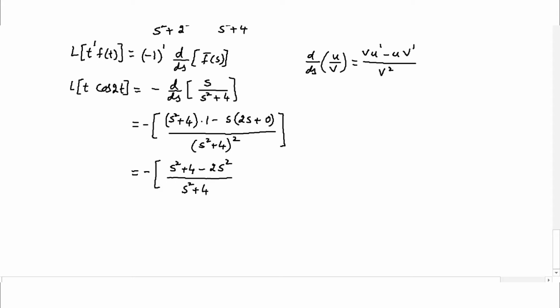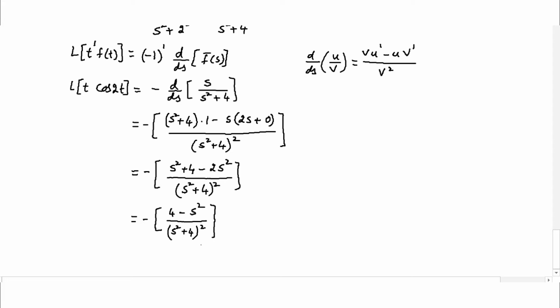s square plus 4 whole square. Or further, if you try to simplify, it is minus of, you can see this 4 as it is, the constant. You are having s square minus of 2s square, which will be minus s square. It is whole divided by s square plus 4 whole square.